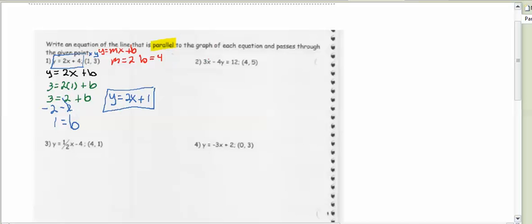Okay, next one, number 2. First of all, is this in slope-intercept form? It's not. So at the side over here, I'm going to put this equation in slope-intercept form. That's my first step. I'm going to move the 3x to the other side. It's gone on this side. I have a negative 4y. I like my x in front, so I'm going to put negative 3x plus 12.